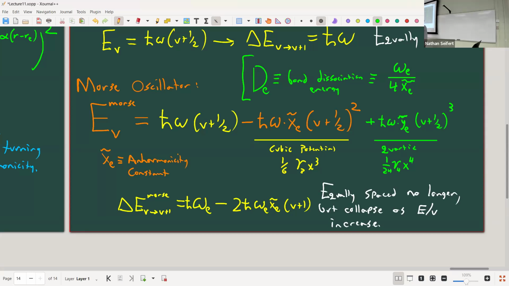But as the system becomes more anharmonic, or say the closer you get to the dissociation, we get higher and higher energy, x sub e gets larger and larger. And so therefore the dissociation energy gets smaller and smaller, because at fixed energy, you're getting closer and closer to that limit.